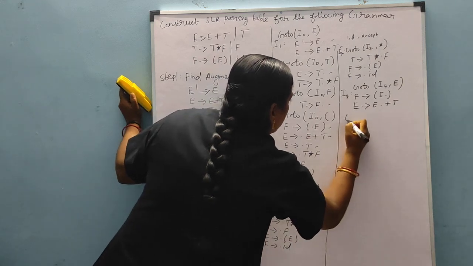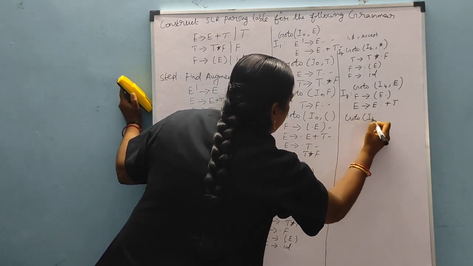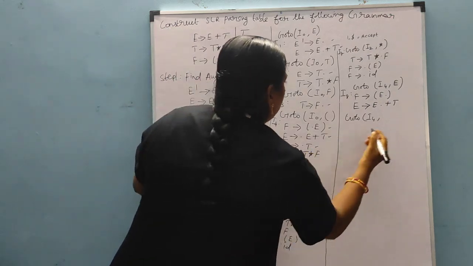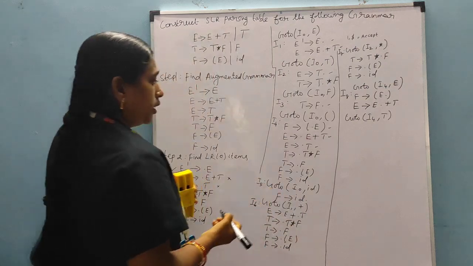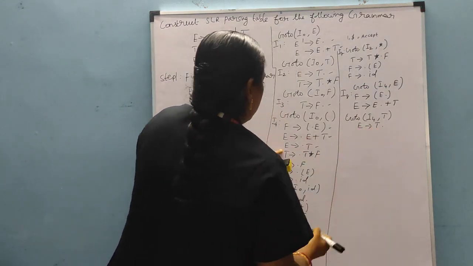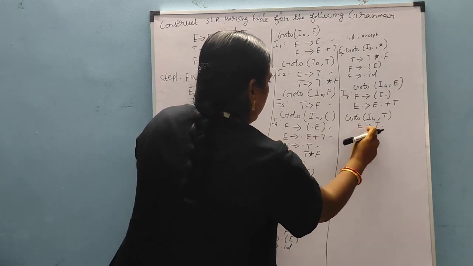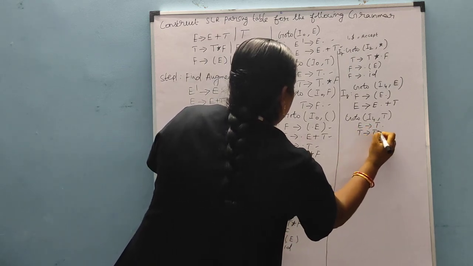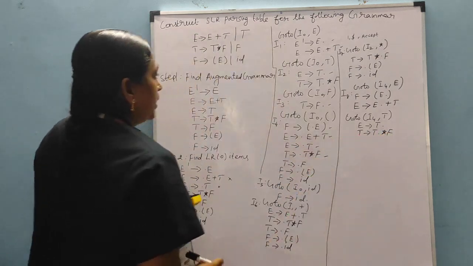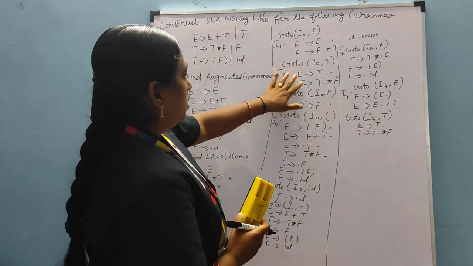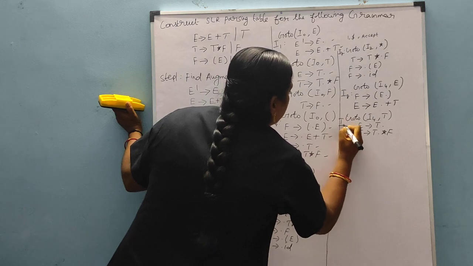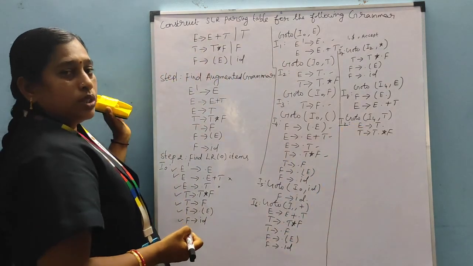So go to I4 comma T. I4 comma T. After the movement, E tends to T dot, and then T tends to T dot star F. Two productions, these two. Is this new or existing? Check it. Yes, this is an existing state. So I am writing here the existing state number as 2.